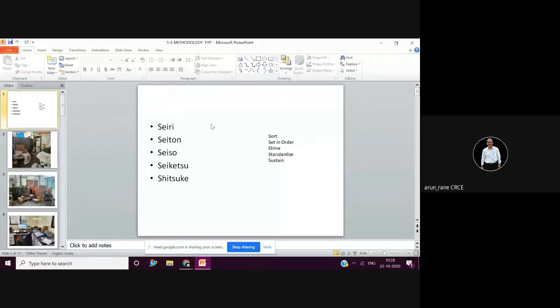See, Kaizen. Kaizen means what? It is a tool for lean manufacturing to reduce waste. Kai means change, and Zen means for betterment. So Kaizen is change for betterment. You are making changes for improvement, for continuous improvement, continuous betterment.